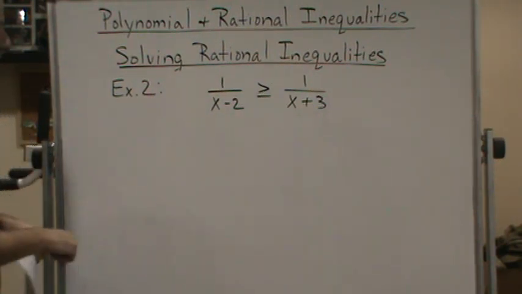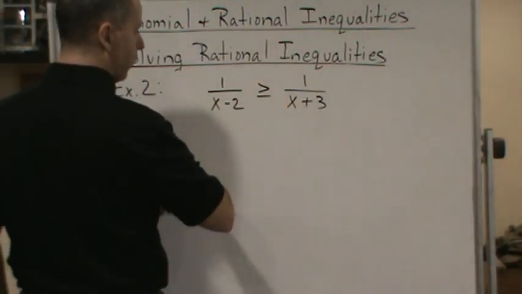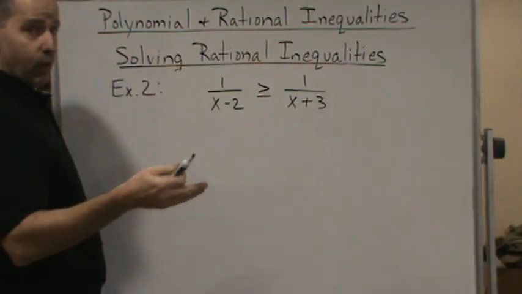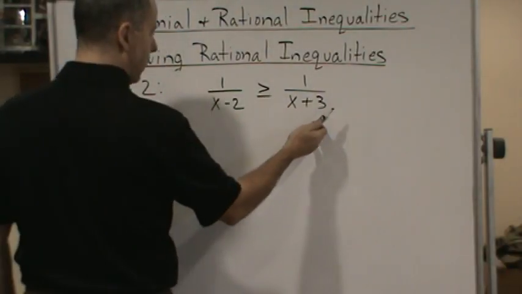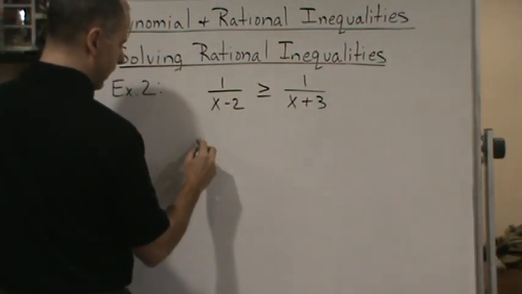Okay, now let's do this example here. So again, we've got this inequality here. We want to move everything over to one side of the inequality so that we get something with 0 on one side. So let's subtract this from both sides. If I do that, then I get what?